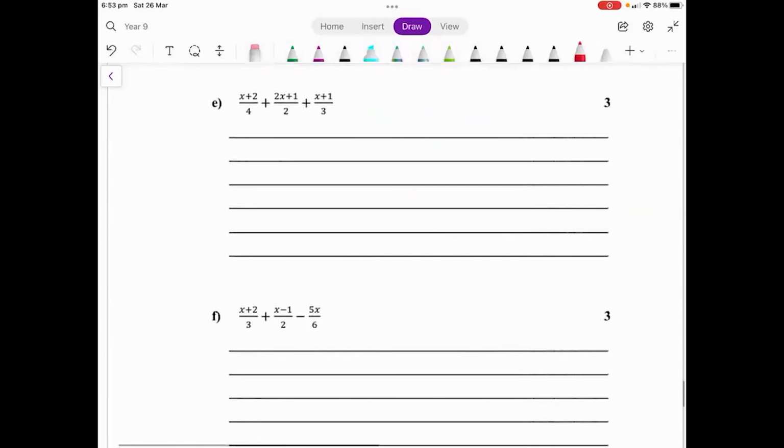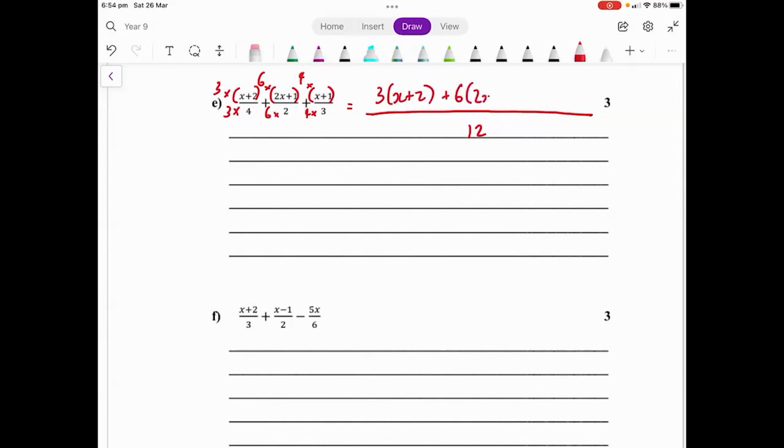Next question has 3 terms. That's okay. We find the lowest common multiple of 4, 2, and 3, which is 12. So that's going to be my common denominator. So I put my invisible sets of brackets around the numerator. First one I multiply by 3 over 3. Second one by 6 over 6. And the third one by 4 over 4. I write it all together as one fraction, and then I'm going to expand those brackets. Expanding the brackets gets me 3x plus 6 plus 12x plus 6 plus 4x plus 4 all over 12.